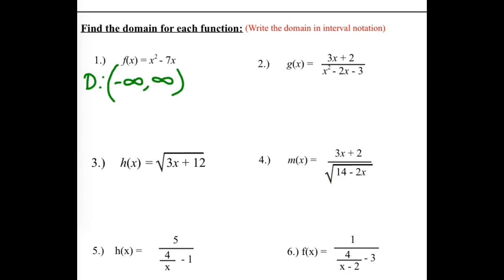But in our second example, we do have a denominator. Individually, 3x plus 2, there's no restriction there. Individually, x squared minus 2x minus 3, there wouldn't be a restriction. But by putting it as its denominator, we've created a problem. So the easiest way to figure out what makes it 0 is to factor it. So take a second, factor x squared minus 2x minus 3.